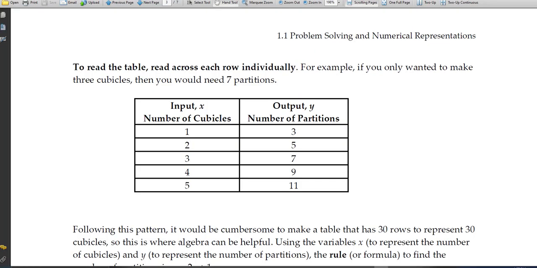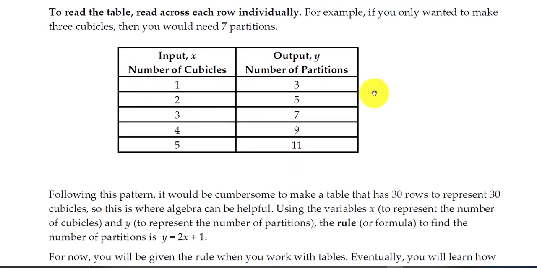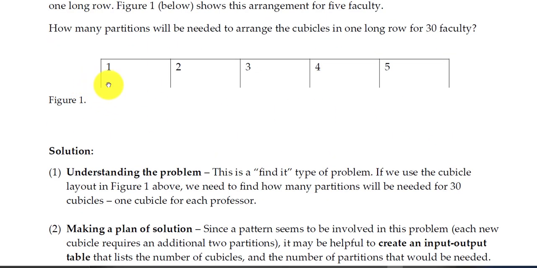Okay, so we're going to continue where we left off in the previous video. If you remember, we came up with an equation, y equals 2x plus 1, to identify how many partitions were needed for any number of faculty members. Right? We arranged them in this fashion.